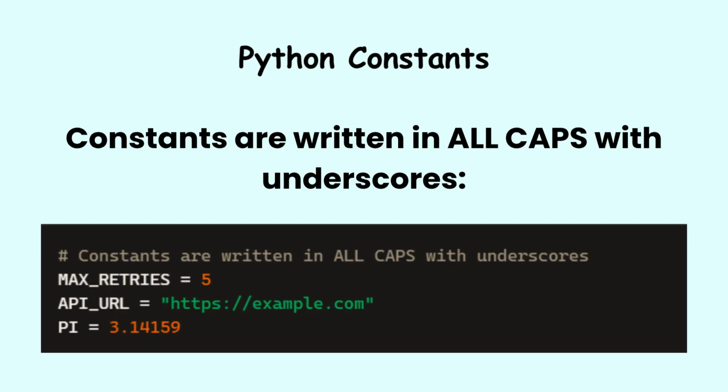Here's an important note. Python won't stop you from changing a constant. For example, you could write, MAX_RETRIES equals 5. Then change it to 10. Python allows this, but it's considered bad practice. The idea behind constants is to say, hey, I'm important, don't change me. And because we all follow the same convention, other developers will understand that too. So always treat constants with care and respect.